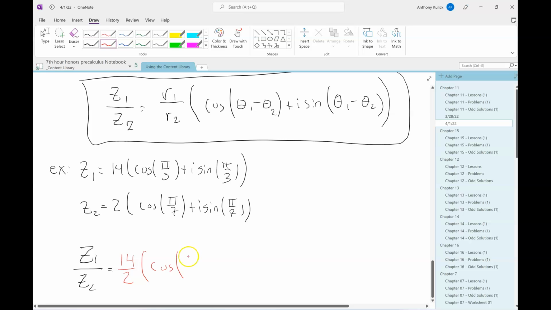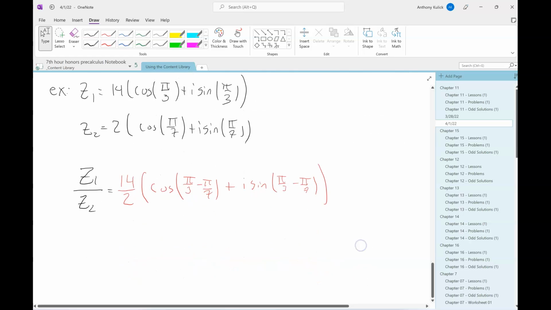Cosine of pi over 3 minus pi over 7, right? Plus i sine pi over 3 minus pi over 7. So 14 over 2, that's easy. That's just 7. Pi over 3 minus pi over 7. What do I have to do there?